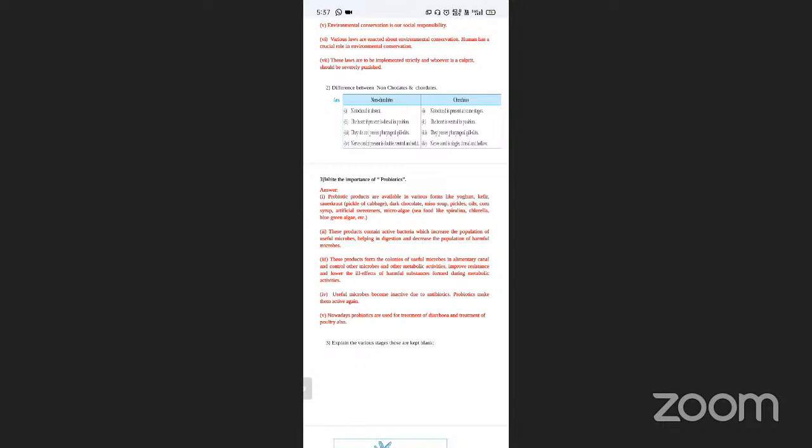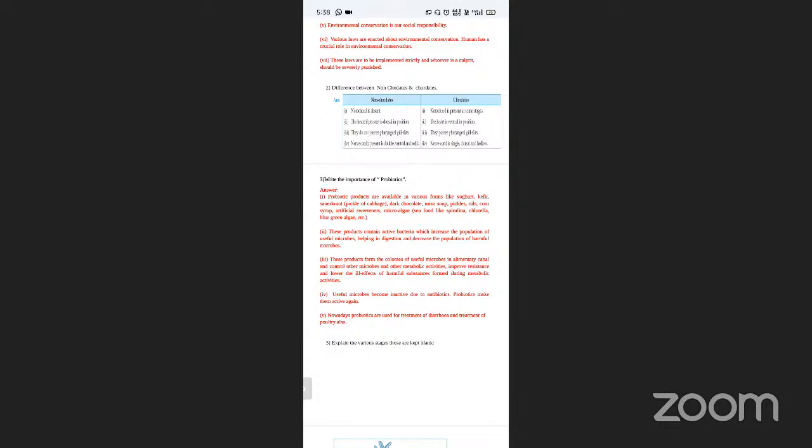So these are the different probiotic products. You need to remember them. Which are the different probiotic products? They are available in various forms like yogurt, kefir, sauerkraut, then dark chocolate, miso soup, pickles, oils, corn syrup, artificial sweeteners, microalgae. So these are the different probiotic products.